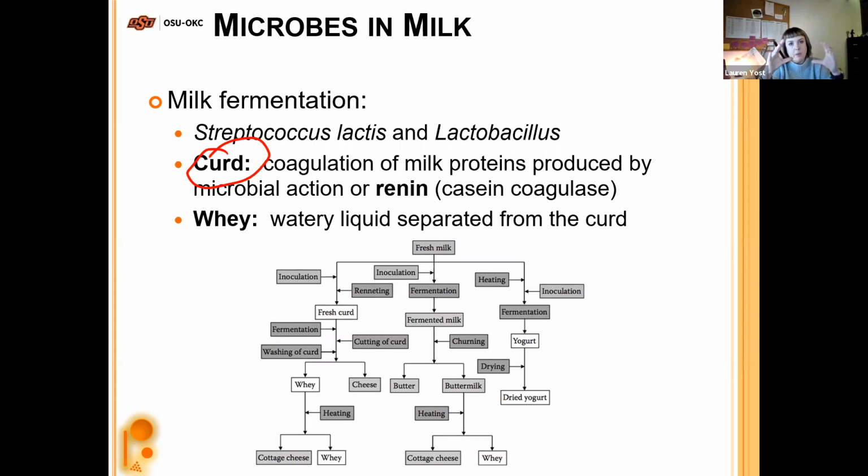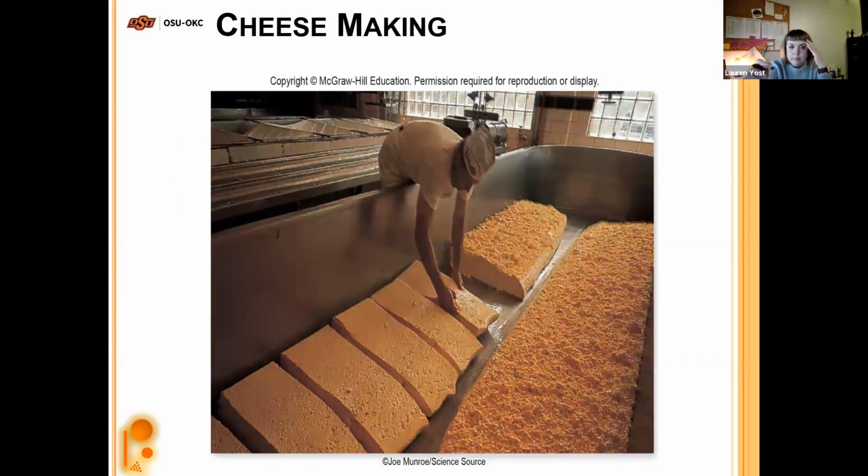But anyways, we can coagulate the milk with the addition of this rennin, which is a casein coagulase. So that particular protein in milk, this causes it to coagulate. Rennin does that. And then whey is the watery part. So we can separate out the solid part and make cheese from that. And you can treat it a lot of different ways in order to get certain kinds of cheeses and treat it accordingly. So this is just showing a guy laying out some curd.